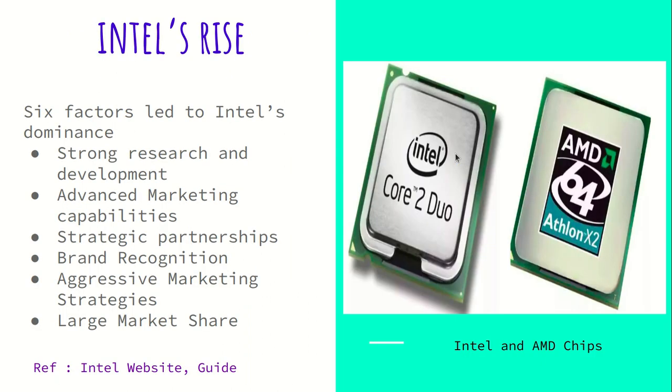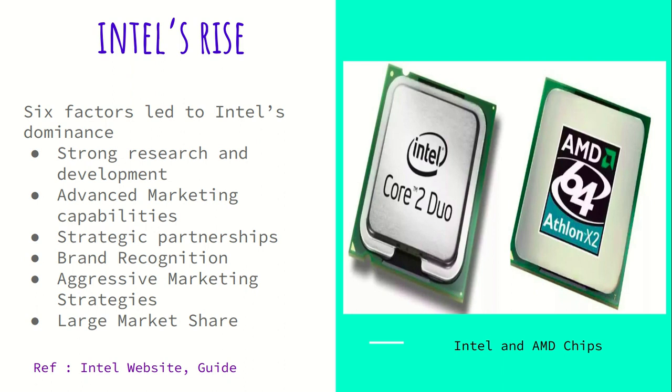Moving forward, it was mainly Intel that dominated the multi-core processing market. Intel's success in multi-core processors can be attributed to a combination of strong research and development, advanced manufacturing capabilities, strategic partnerships, brand recognition, aggressive marketing strategies, and large market share. The following factors helped Intel become a superpower in the multi-core processor industry.